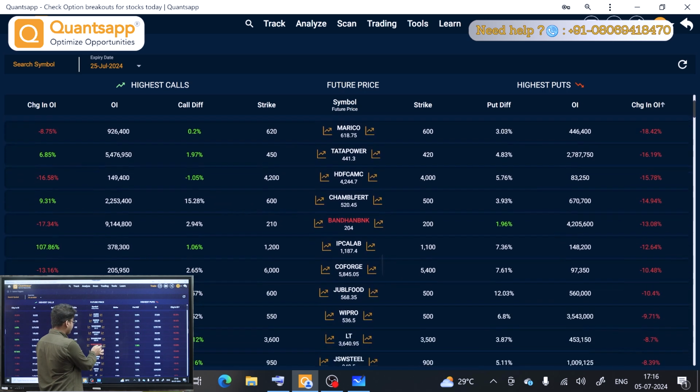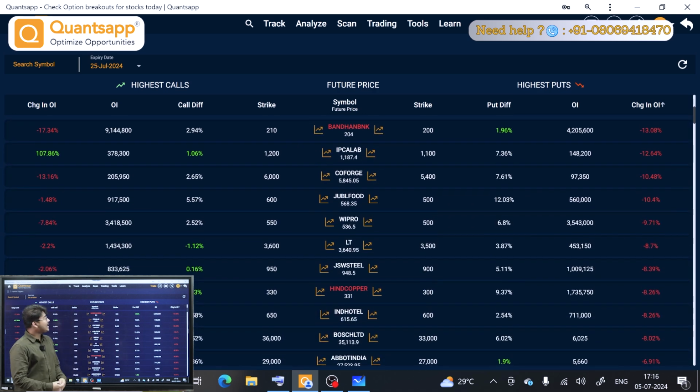Same thing we have around Bandhan Bank, but Bandhan Bank is in ban. How do I know that? Because the symbol is notified as red.